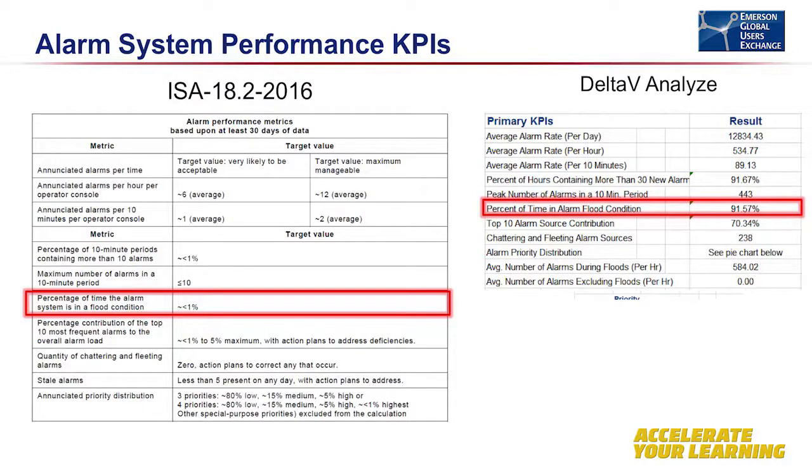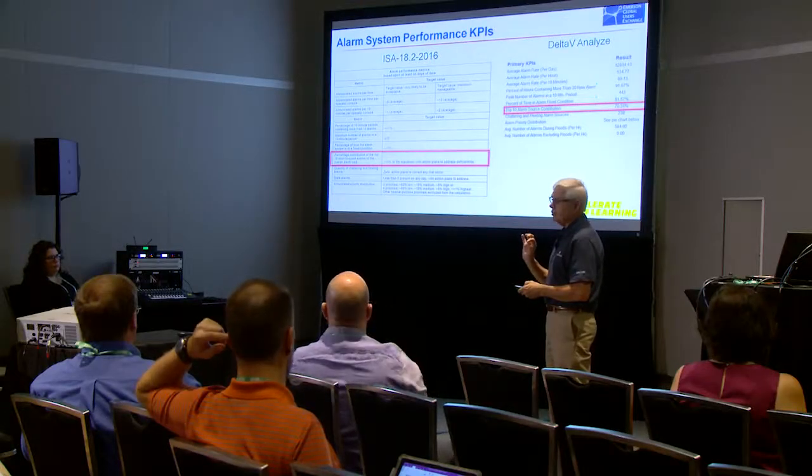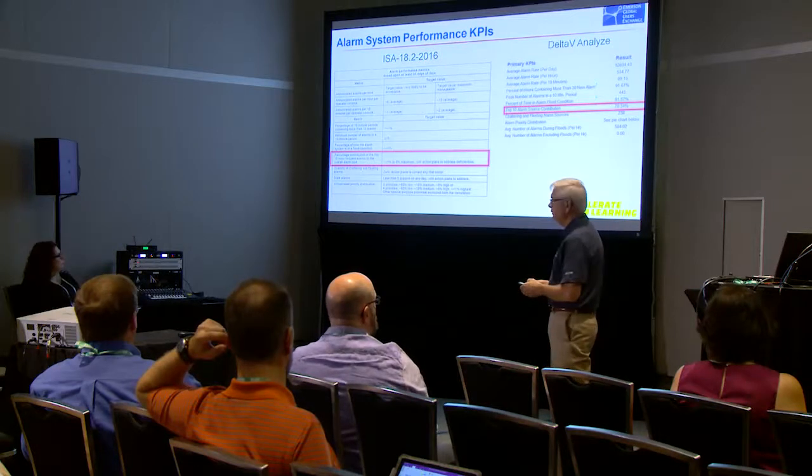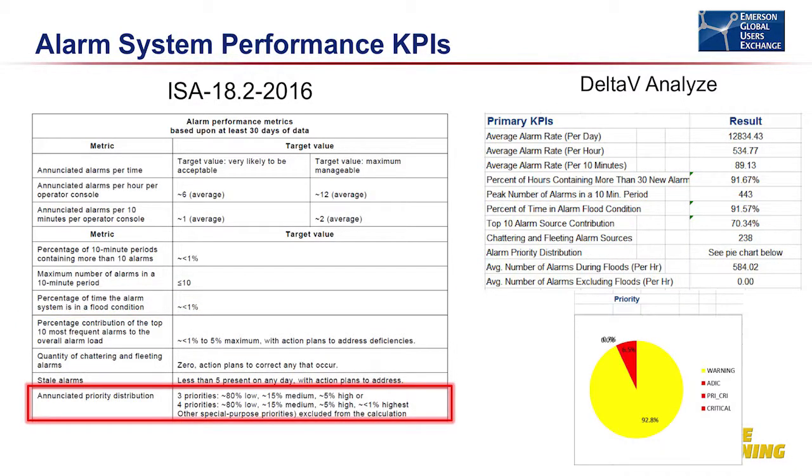The percentage of the time that you're in an alarm flood condition, the percent contribution of the 10 alarms that occur most often. Quite often you'll find that, in this case it's very typical, 70% of the alarms were coming from just the first 10 alarms in terms of the ones that occur most frequently. Another metric is the priority distribution. This one here, you have a situation where you have a lot of warning alarms and critical alarms.